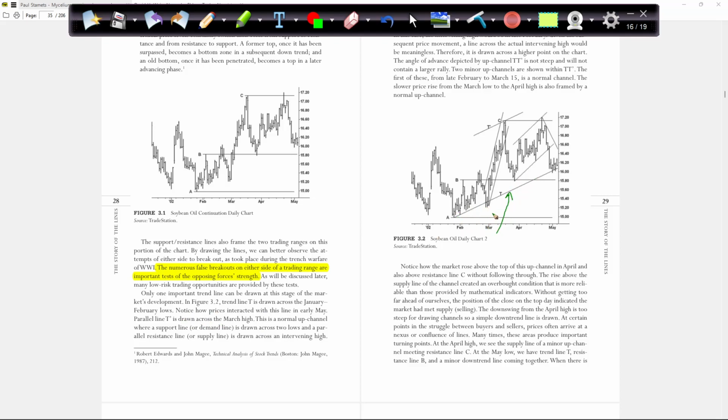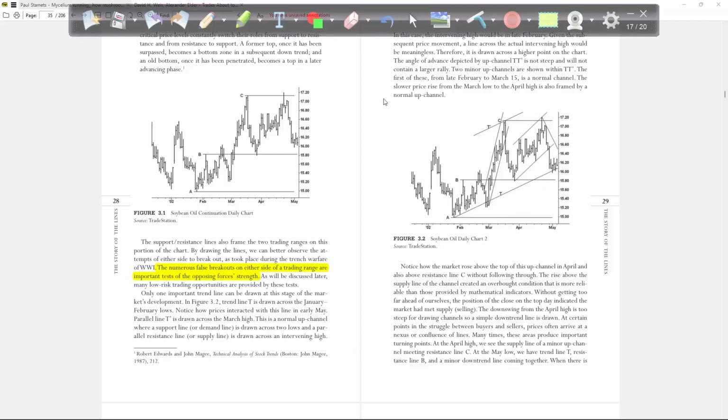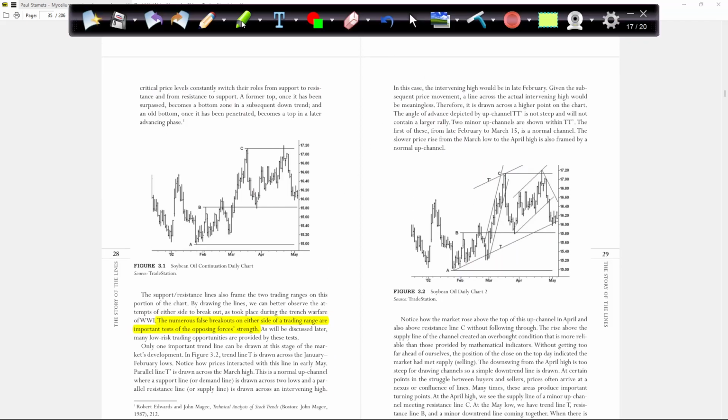This March T dash, this one, right? This is a normal up channel where a support line or demand line is drawn across two lows and a parallel resistance line or supply line is drawn across an intervening high. Now, in this case, let's first draw a rectangle here. We are focusing on this one.